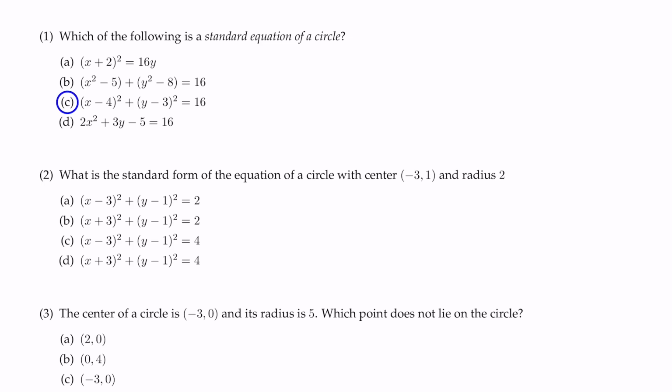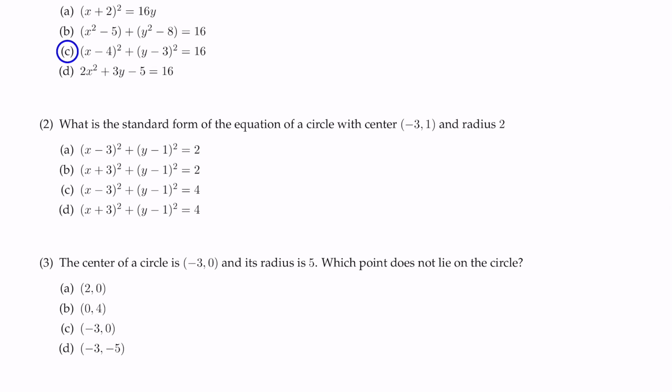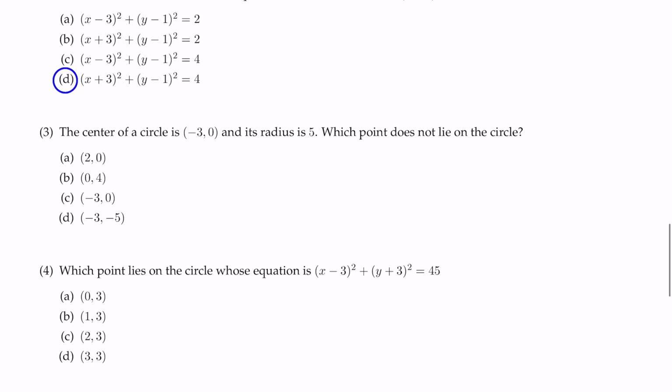So what is the standard form of the equation of a circle with center at -3, 1 and radius 2? D. Right. Everyone see that? Okay. Now number 3. The center of the circle is -3, 0, and the radius is 5. Which point does not lie on the circle? C is the center, so obviously it's not going to be on the circle. You with me on that? Okay.